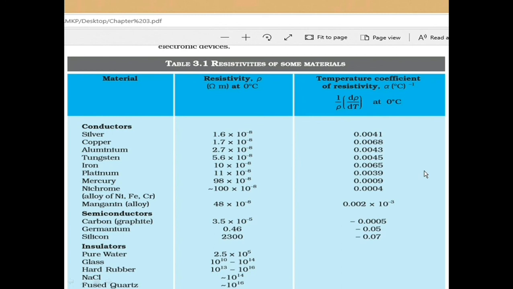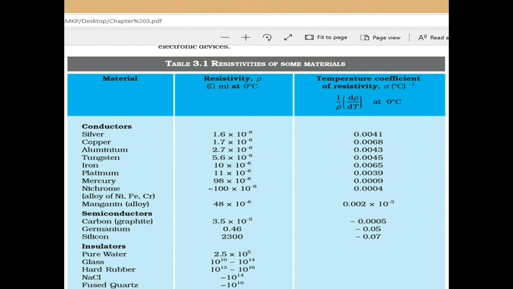We have this table here. This table shows the values of alpha for conductors and semiconductors. As expected, for conductors the values are positive, and for semiconductors the values are negative. And also, alloys have less value of alpha than metals. Now with this we have come to the end of this lesson.